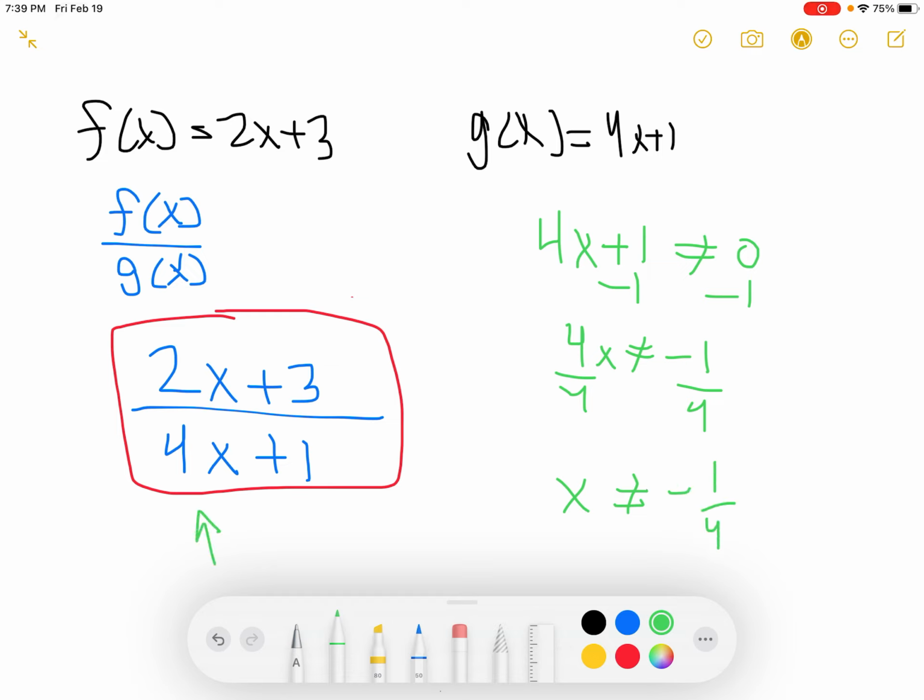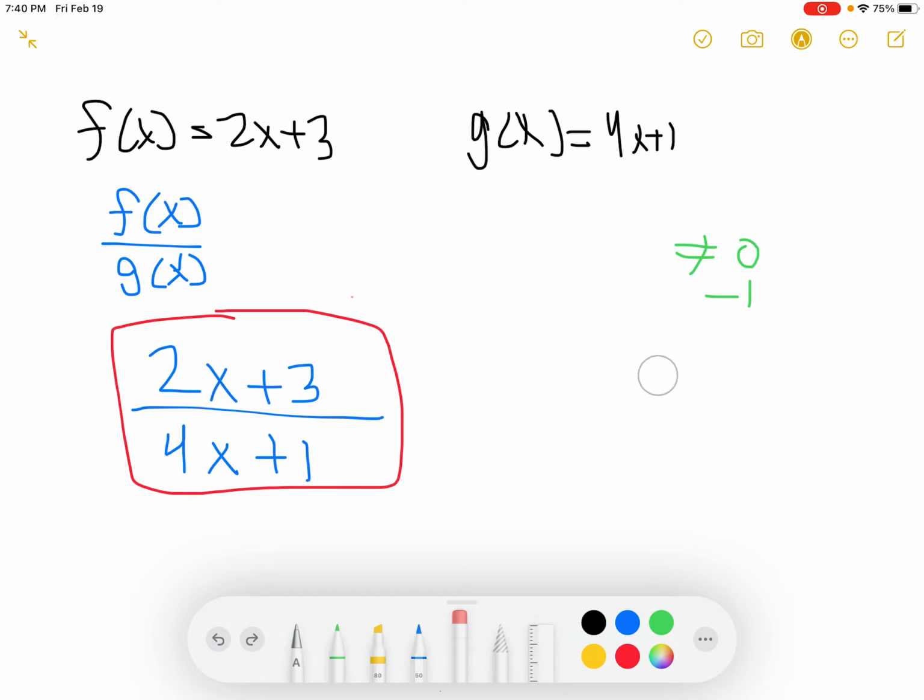If that's what it did equal, then it would make it 0, and that would be false. So that's all you have to do when there's division. You just set it up by substituting it in, and then you have to find the value that would make it not true. You just always take the expression on the numerator and set it not equal to 0, and then solve.